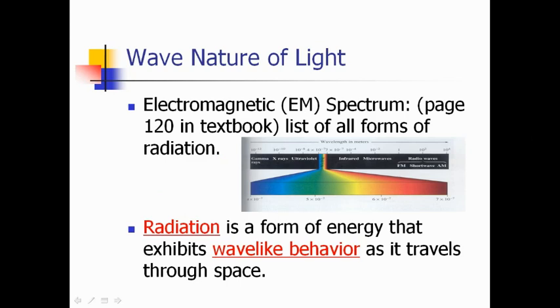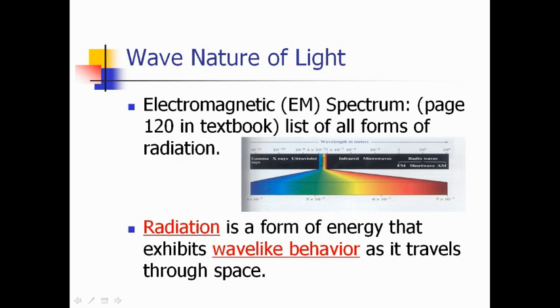And the way we measure these things is with what we call an electromagnetic spectrum, which we abbreviate EM. And the diagram of it is on page 120 in your textbook, and it'll list all the forms of the radiation. And when we've talked about radiation in the past, back in nuclear chemistry, radiation is basically a form of energy that exhibits wave-like behavior as it travels through space.